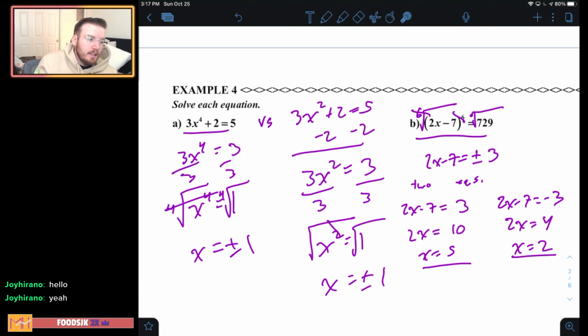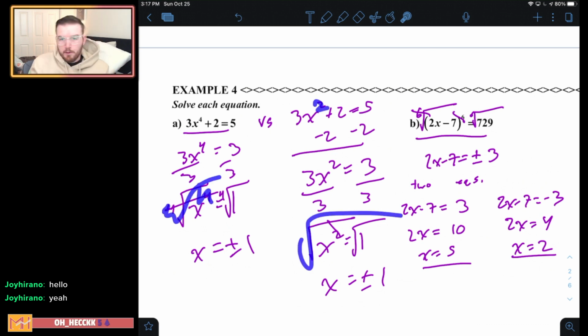How do you cancel out a squared? You take the square root. How do you cancel out a fourth? You take the fourth root.